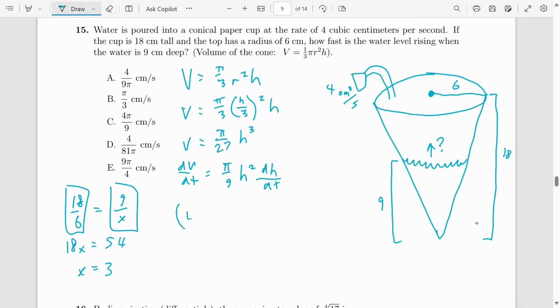So dV/dt is 4 times pi over 9 h, which is 9 squared, times dh/dt. Solving for dh/dt, we get 4 equals 9 pi dh/dt. So dh/dt equals 4 over 9 pi.